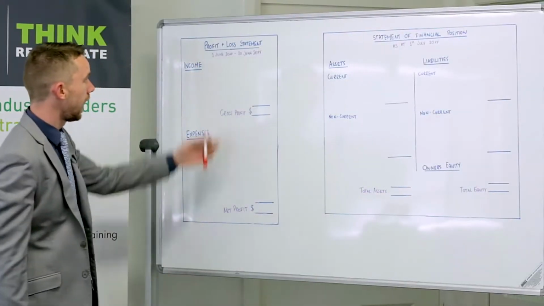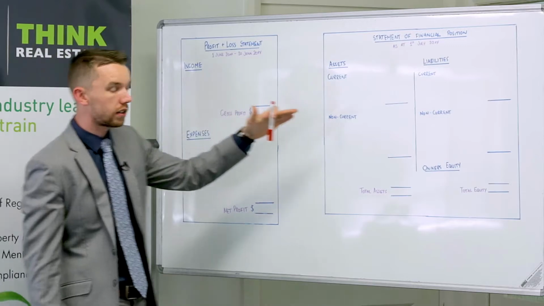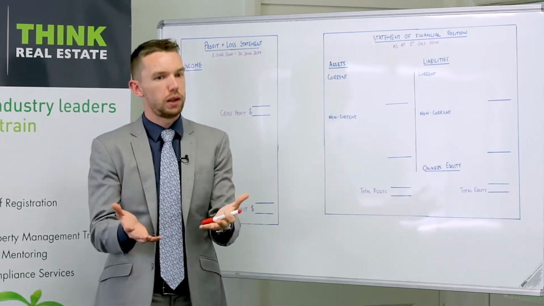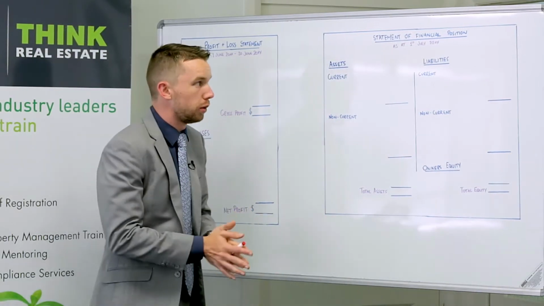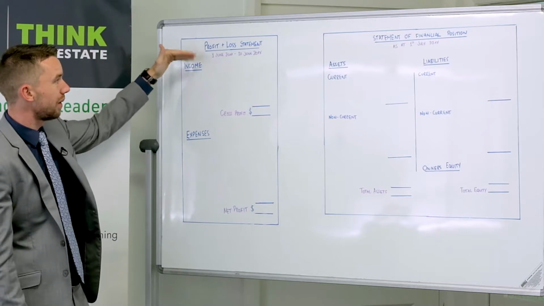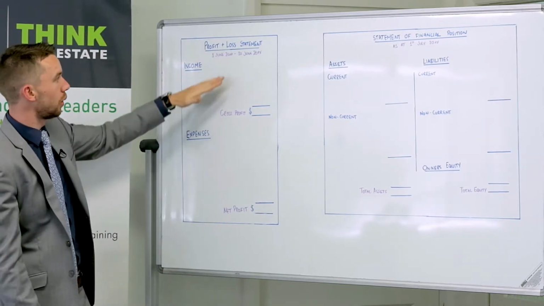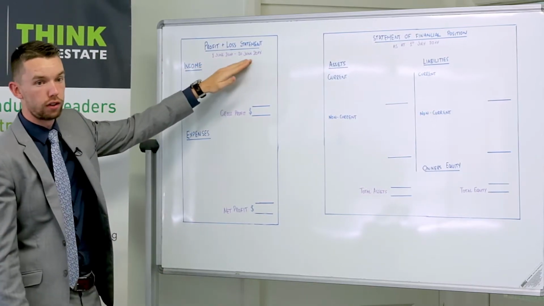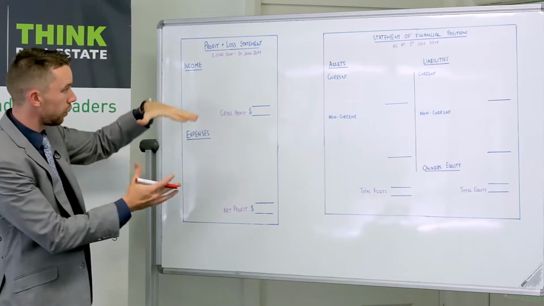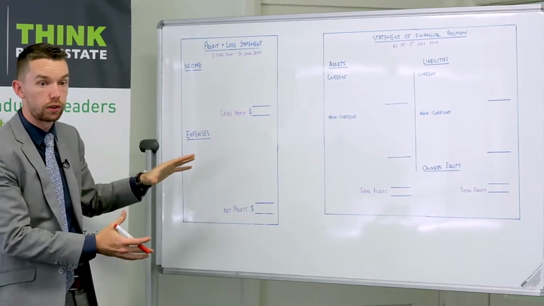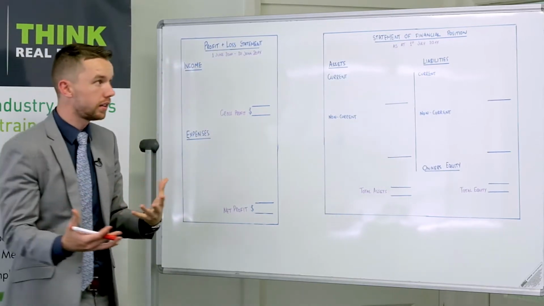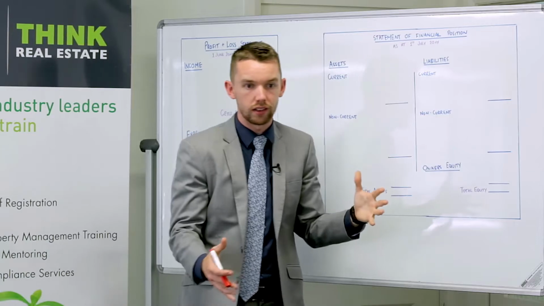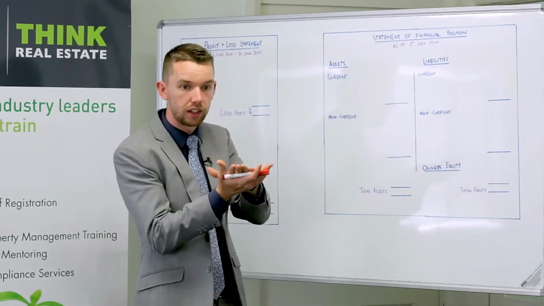So, Andrew, here we have the profit and loss statement and the statement of financial position. Now, I think it's really important that we explain the difference between the two, because the profit and loss statement is done over a period of time. So here we've got the 1st of June to the 30th of June, that being one full month's worth of income and then one full month's worth of expenses. Whereas the statement of financial position, also known as the balance sheet, is done at one particular point in time.